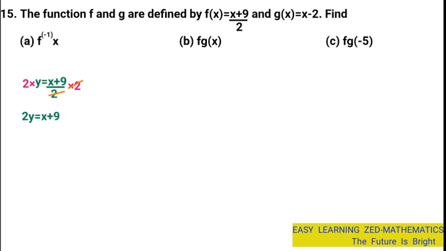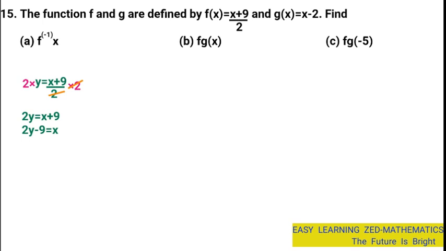Once I've done this, the next thing I'm going to do is make x the subject of the formula. So I'm going to write 2y, then our 9 is going to cross the equal sign and go where there is 2y, so it's going to be minus 9, which is going to be equal to x. Okay, so now I've come up with this expression.